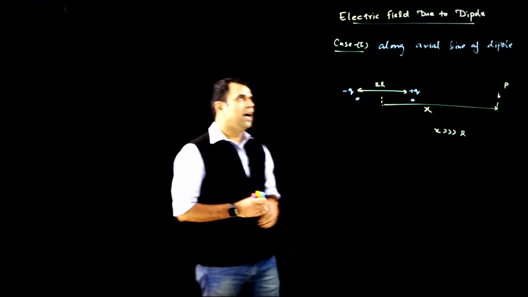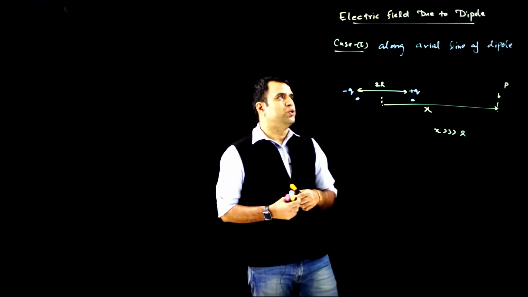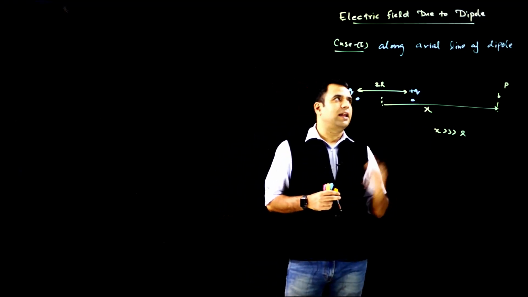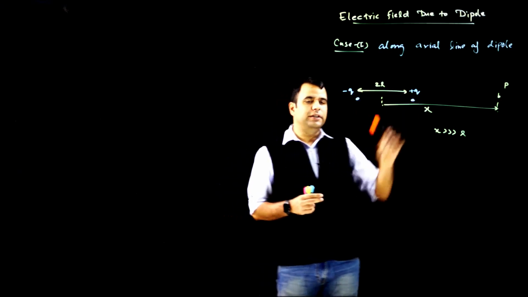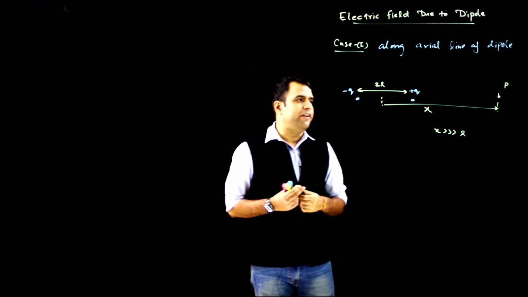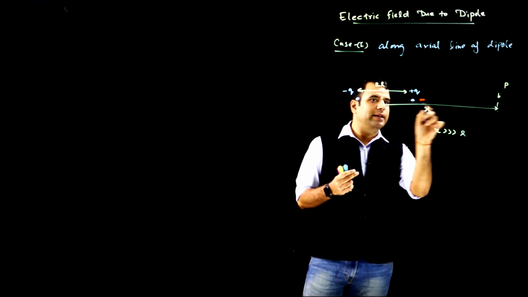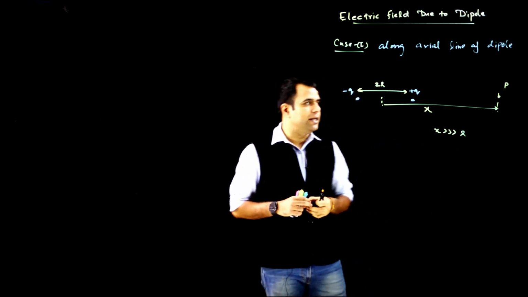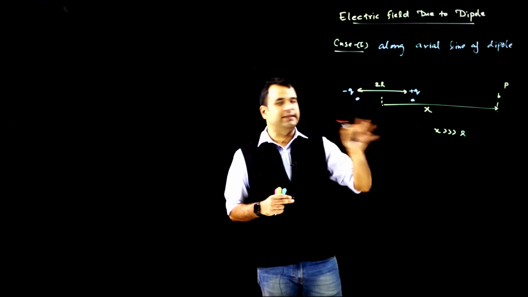Hello. Now we will calculate the electric field due to a dipole. The first case will be along the axial line of the dipole. So this is the dipole. We are going to calculate the electric field along this line joining the charges. At a point P, we are going to calculate the electric field due to this system.